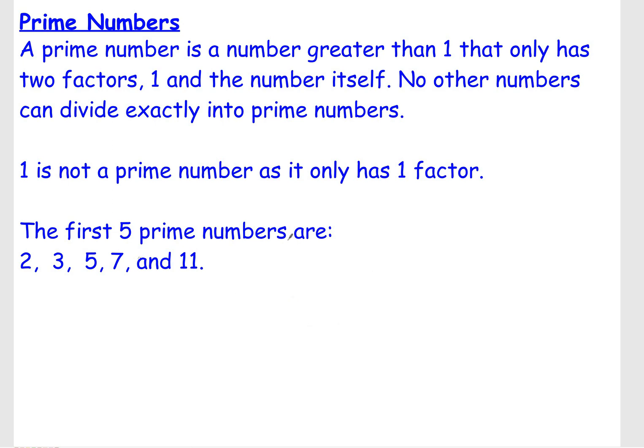So the first 5 prime numbers are 2, 3, 5, 7 and 11. 2 is the only even prime number because every even number greater than 2 has factors 1, the number itself, and 2 will always divide into them.